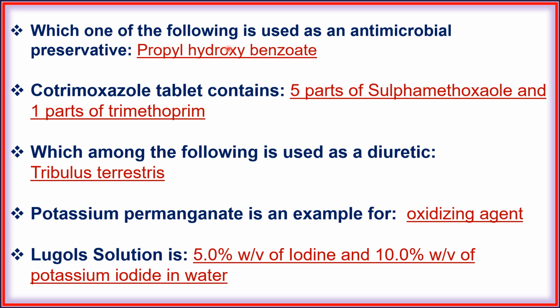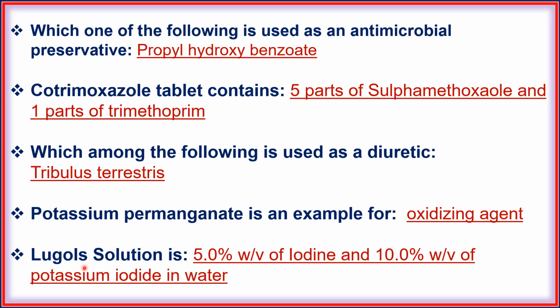Which one of following is used as an antimicrobial preservative? That is propyl hydroxybenzoate. Next, cotrimoxazole tablet contains 5 parts of sulfamethoxazole and 1 part of trimethoprim. Next, which among the following is used as a diuretic? That is Tribulus terrestris. Next, potassium permanganate is an example for oxidizing agent.